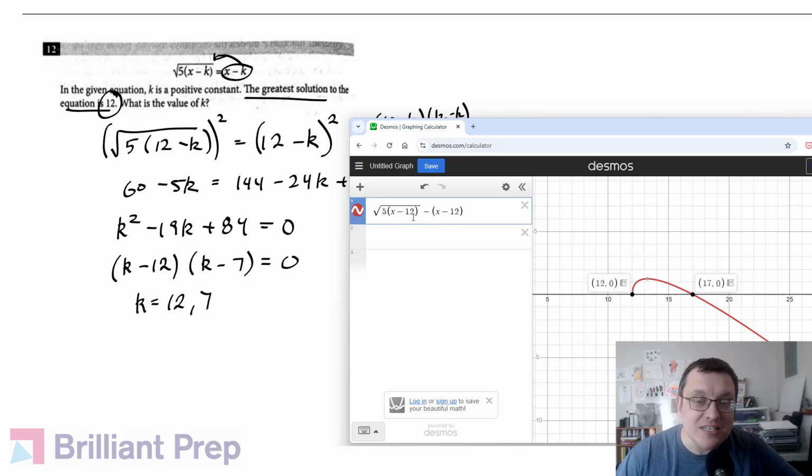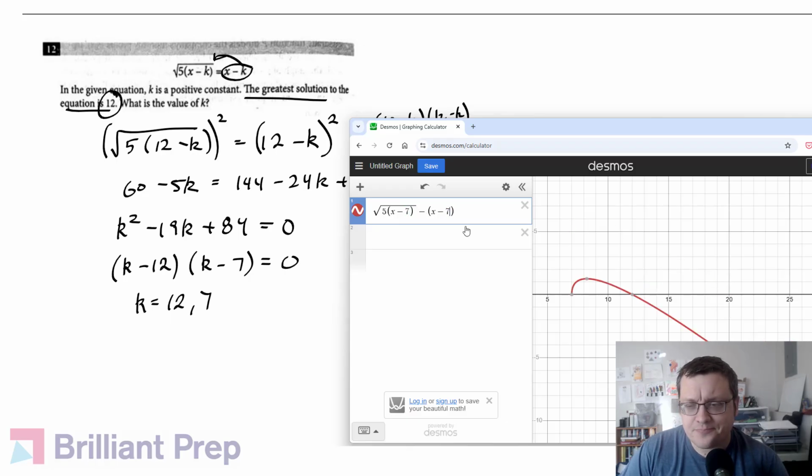And in this case, when we make k equal to 12, we see there's two solutions. There's 12 and 17. But in this scenario, this can't work because they said the greatest solution is 12. So that's why 12 is not going to be the answer. Let's try 7. So I'm just going to swap in 7 for k here. So we do also get two solutions.